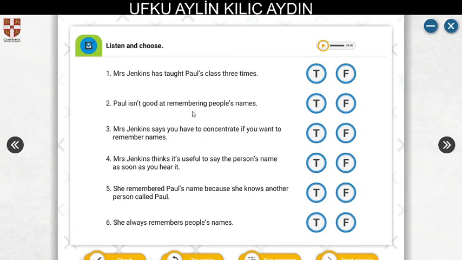Okay, let's do this true false activity. We have limited time. We will not listen to it again. Mrs. Jenkins has taught Powell's class 3 times. True or false? If you want, you can go back and listen to it again. And you can do this activity.